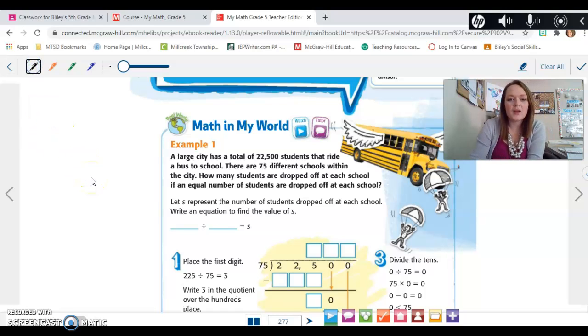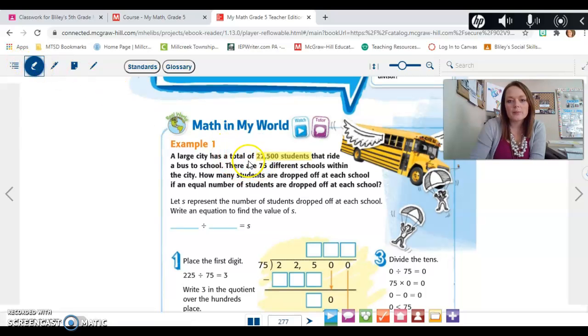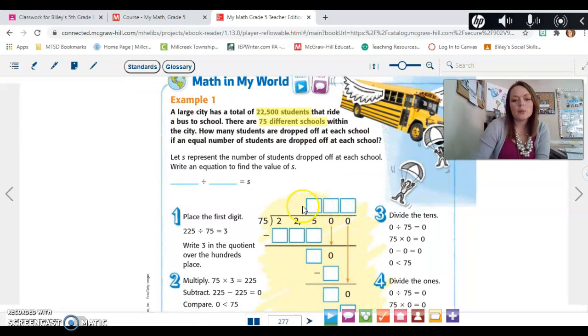It says, example 1, a large city has a total of 22,500 students that ride a bus to school. There are 75 different schools within the city. How many students are dropped off at each school if an equal number of students are dropped off at each school? Okay, so the first thing we're going to do is highlight our important information. So we have 22,500 students, highlight, at 75 different schools. Highlight that also.